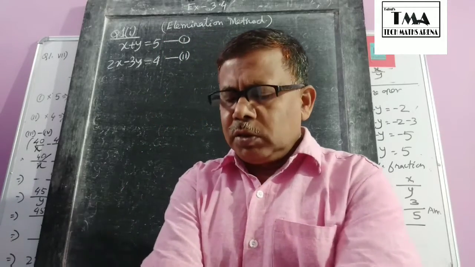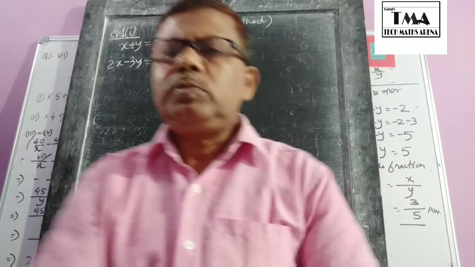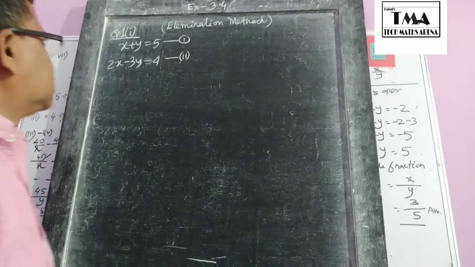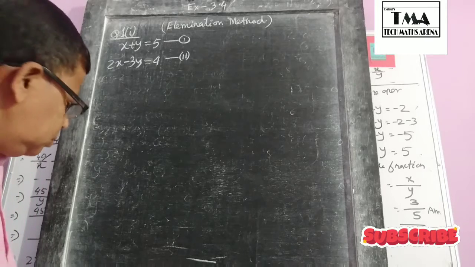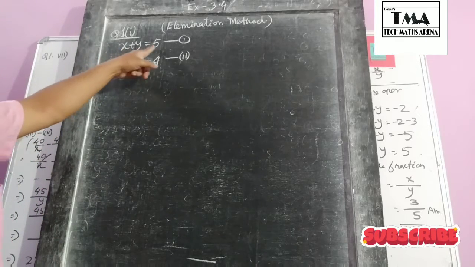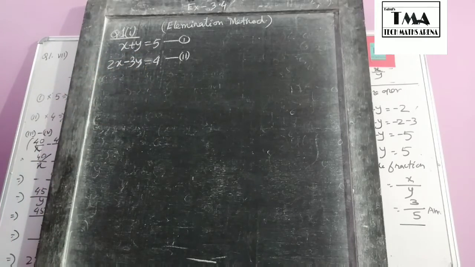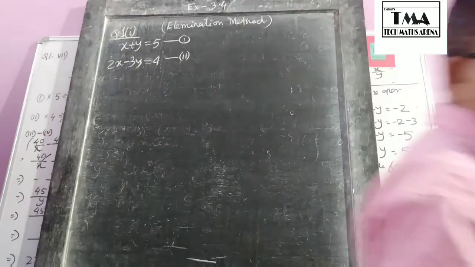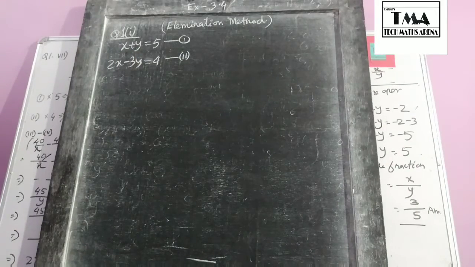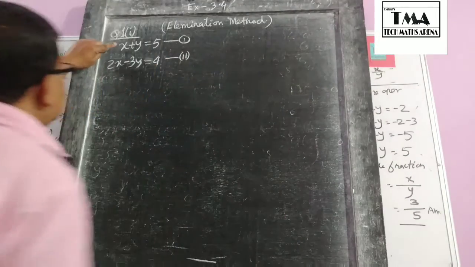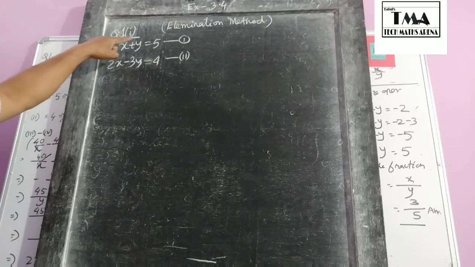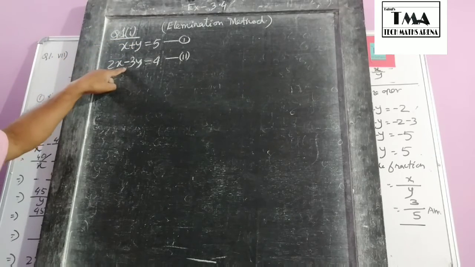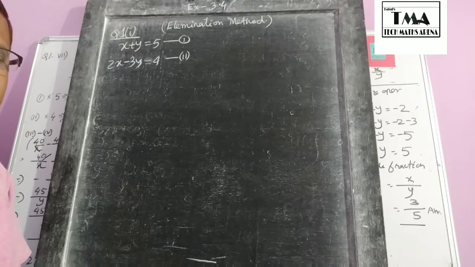Here I have written the first question. Question number 1 and sub question number 1 also. And this is x plus y is equal to 5 and 2x minus 3y is equal to 4. So these two equations we have to solve. And we have seen that this is 1x but this is 2x. The coefficient of x is different. And similarly this is 1y but this is minus 3y. Coefficient of y also different.